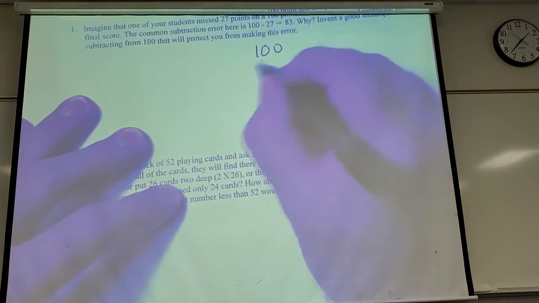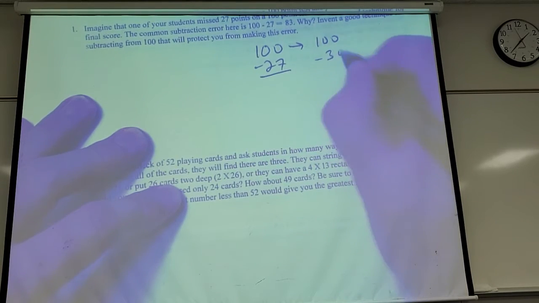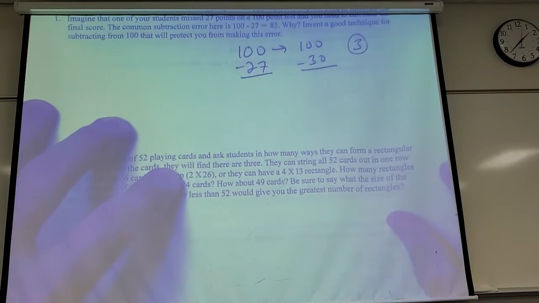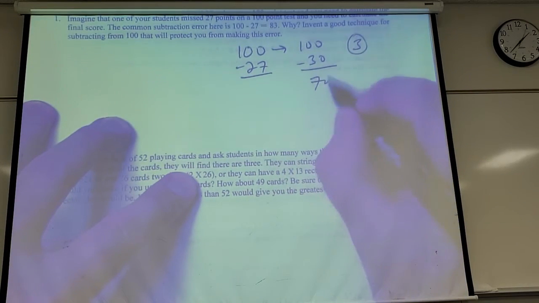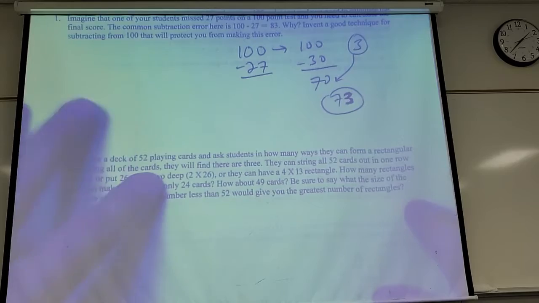So we'll do this right. 100 minus 27. You can make this 100. You can make this 30. And you guys got that 3 extra, right? So when you get 70, you bring that 3 back in, make 73. That is the method that May talked about.